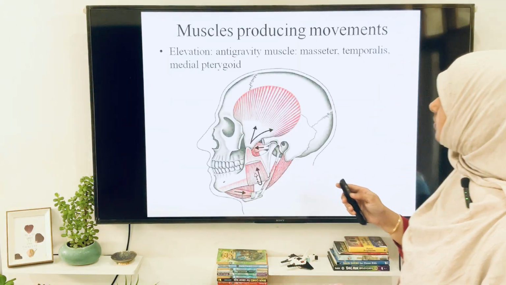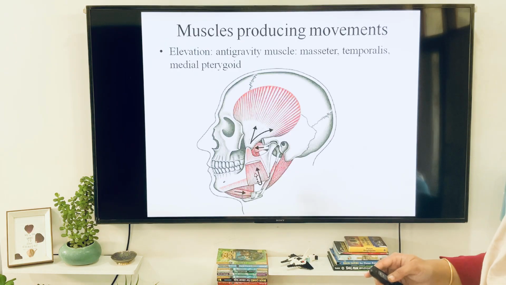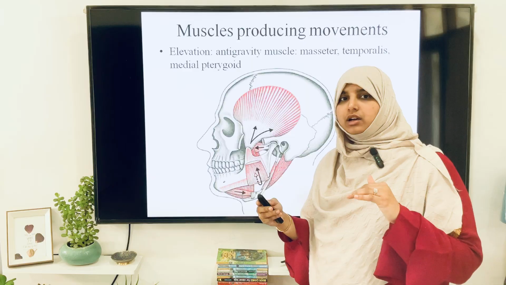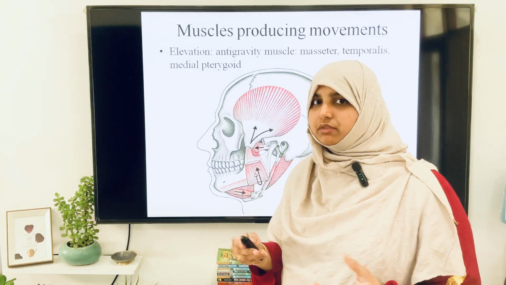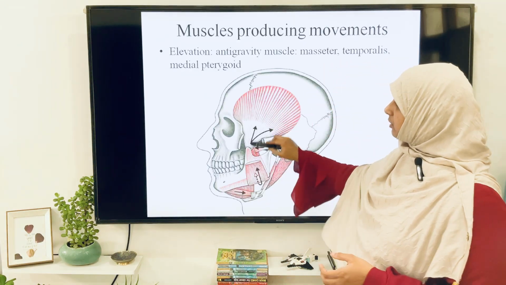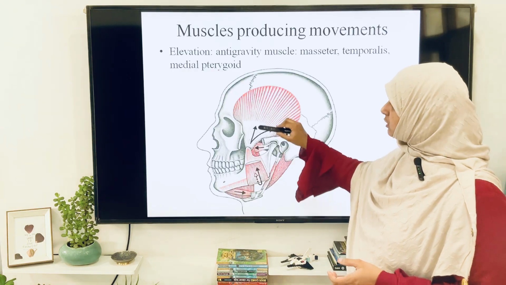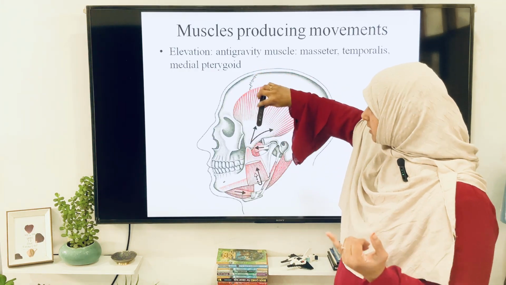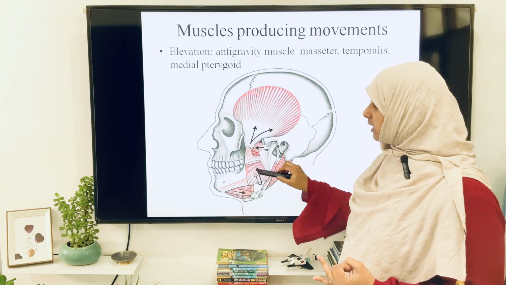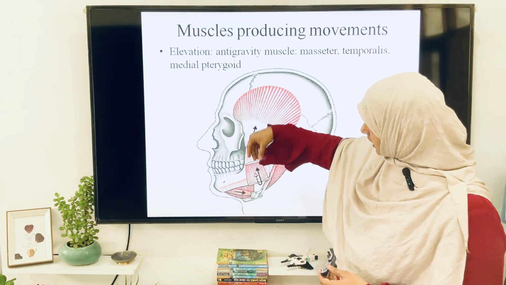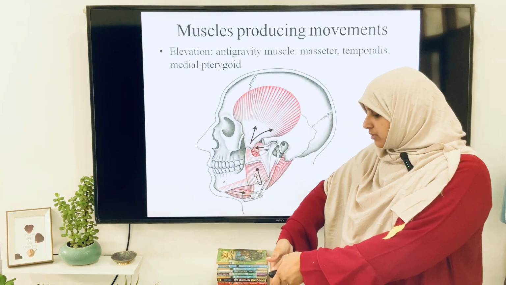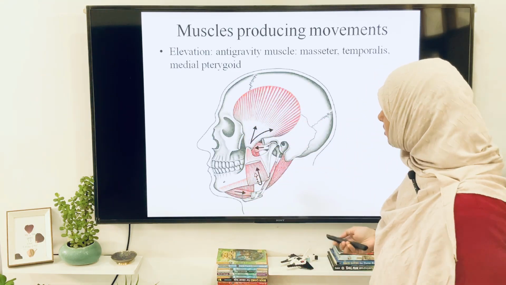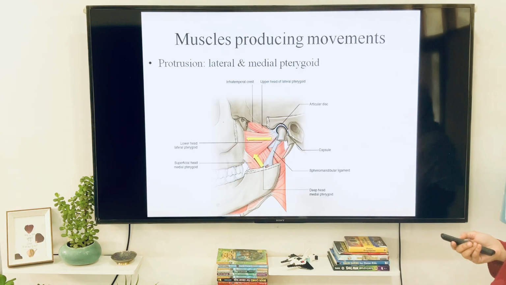And now moving on to the next movement, which is elevation. For elevation, we have the rest of the masticatory muscles causing it. Number one, temporalis muscle. The anterior fibers are vertical, so they are just going to pull the mandible above, easy. Next we have the medial pterygoid and also the masseter muscle, which attach into the ramus of the mandible like this. So when they are contracting, they are going to pull the mandible above. That's how they are causing elevation.